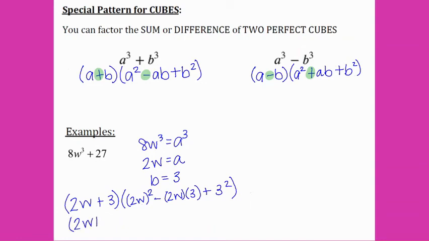Keep our first parenthesis the same. Here, 2 squared would be 4. W squared is w squared. Minus 2w times 3 is 6w. And 3 squared is 9.